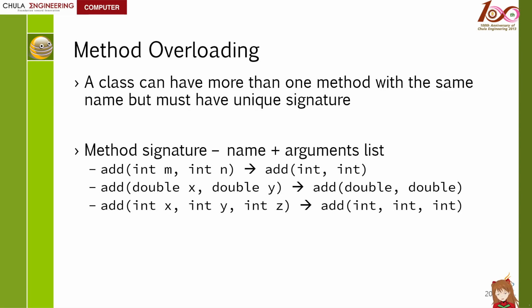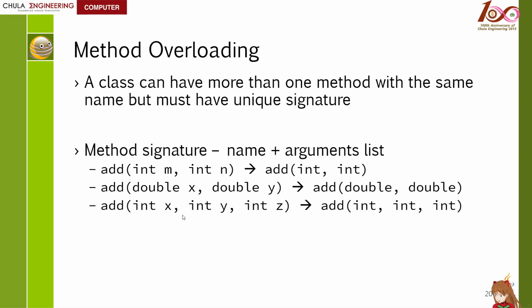Alright? And if the 2 methods have the same number of parameters, they can be distinguished by looking at the data type of the parameters. For example, add with 2 ints can be distinguished by the system from add with 2 doubles. Alright? Well, just using the method parameter number and parameter type to distinguish between methods to call.